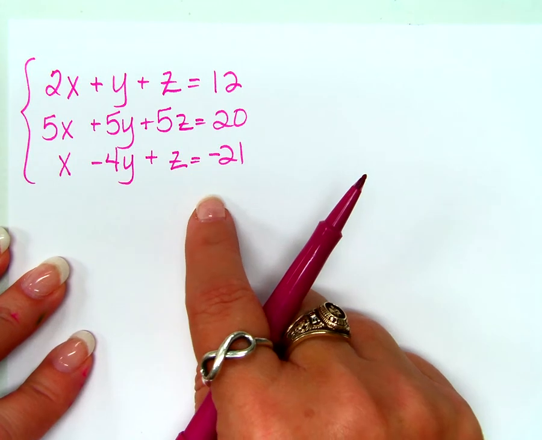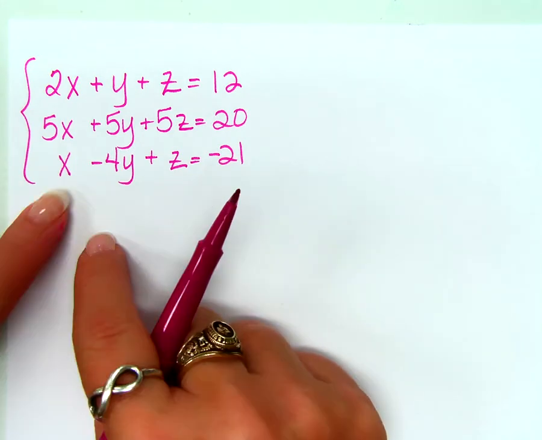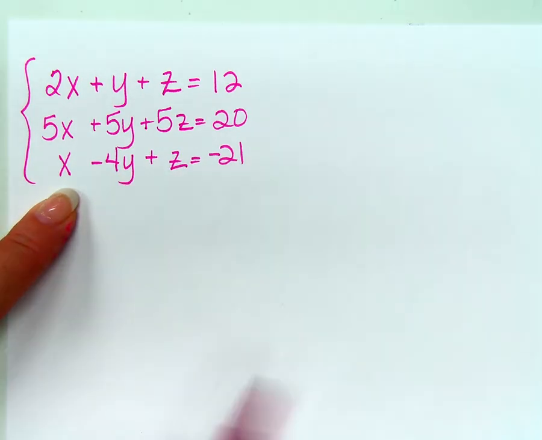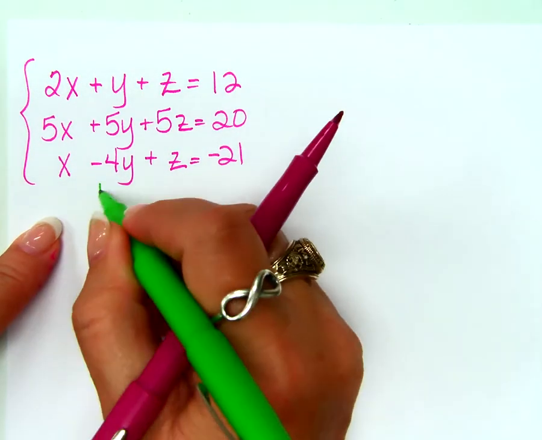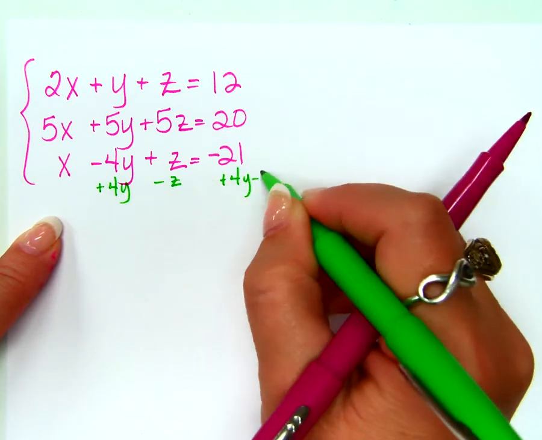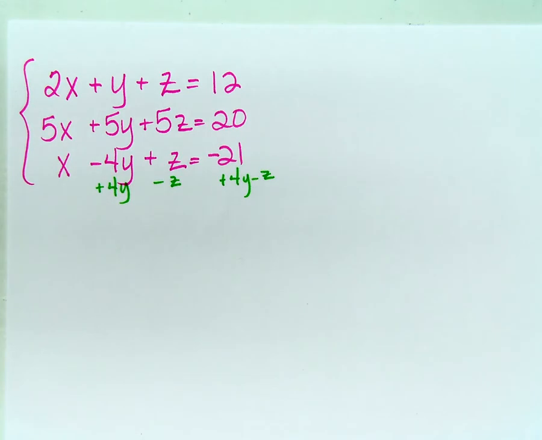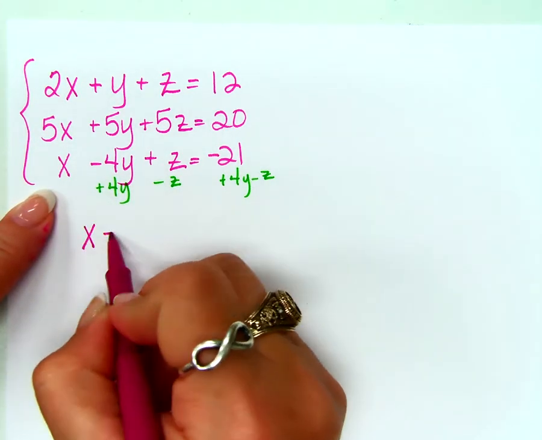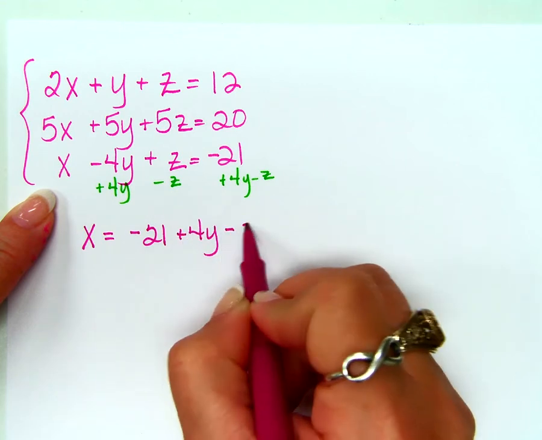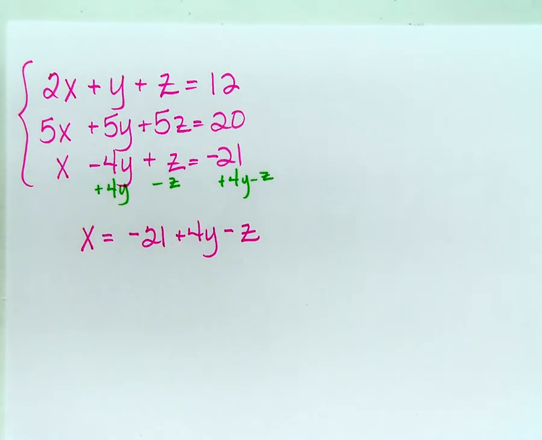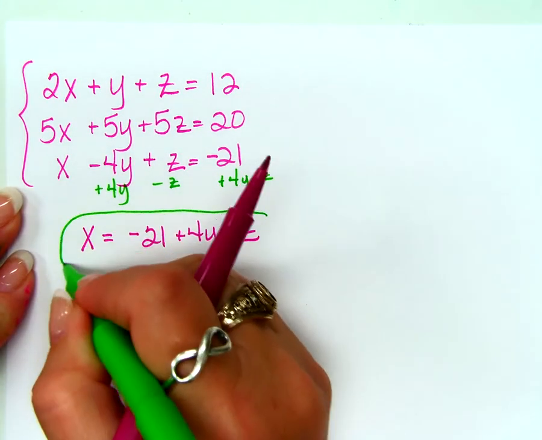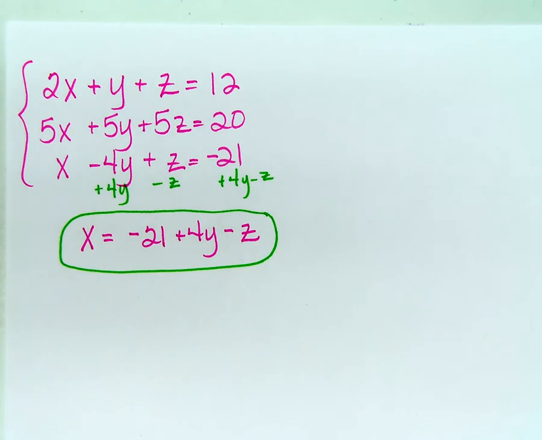So how about if we choose this x? You okay with that? If I choose this x right here, I need to get both of these terms on the other side of the equal sign. So I want to add 4y to both sides, and I want to subtract z from both sides. You okay with that? Then x is going to equal negative 21 plus 4y minus z. Now, you know me, I'm trying to keep my notes nice and neat, so I'm going to remind myself where that is so I can find it later.